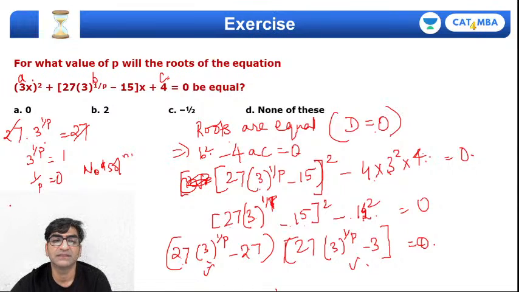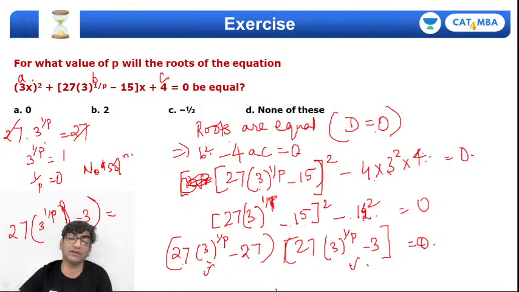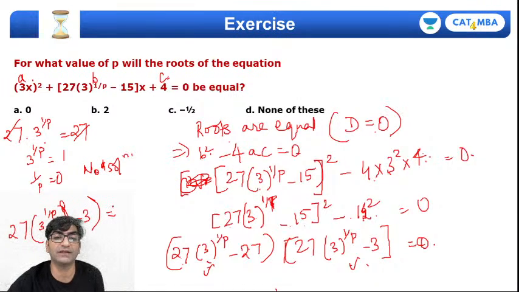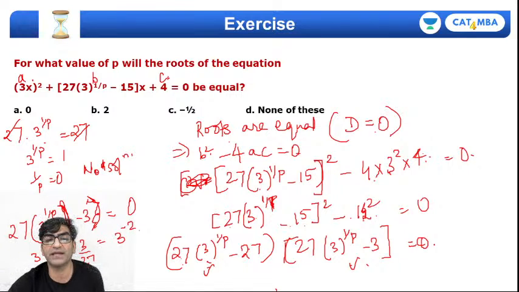How about the second case? The second case is that this is equal to 0, right? So 27 into 3 power 1 by p minus 3 were not equal to 27. In fact, they weren't. If this should be 0, then 3 power 1 by p must be equal to 3 by 27. That's like 1 by 9. So that's 3 power minus 2, which means 1 by p is minus 2, or p will be equal to minus 1 by 2.